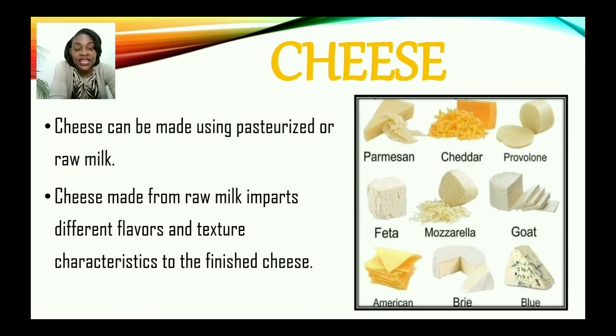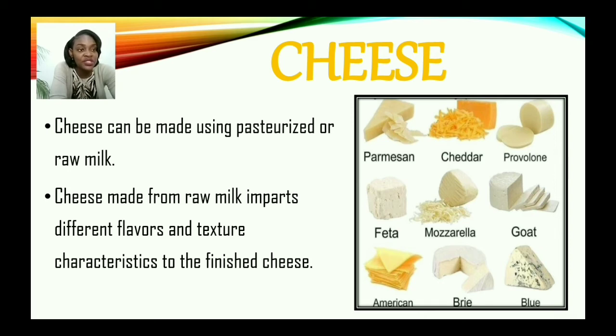Now, cheese can be made using pasteurized or raw milk. Raw milk is unpasteurized milk that hasn't been processed, the exact milk that you get from whichever mammal was used, whether it be the cow, the goat, or buffaloes, whatever the case may be, right? Cheese made from raw milk imparts different flavors and texture characteristics to the finished cheese. And on this side, you can see some different examples of different types of cheeses.